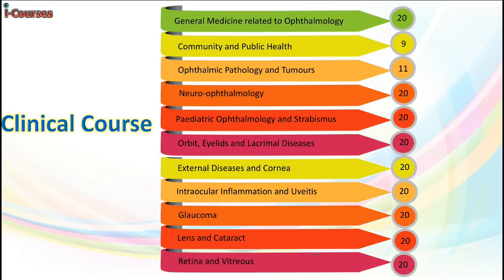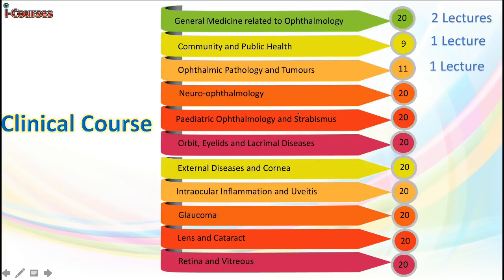The clinical course for the second ICO will also consist of different branches that are examined in the test. So first we have general medicine related to ophthalmology. These are the marks of this branch in the exam. So this is 20 marks. It will be covered in 2 lectures. Community and public health has only 9 marks. It will be covered in 1 lecture. Ophthalmic pathology and the tumors will be 11 marks covered in 1 lecture.